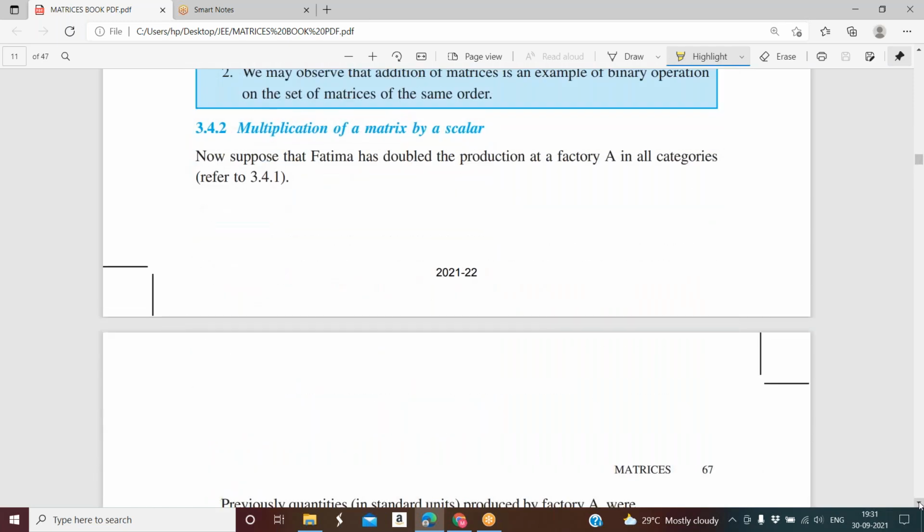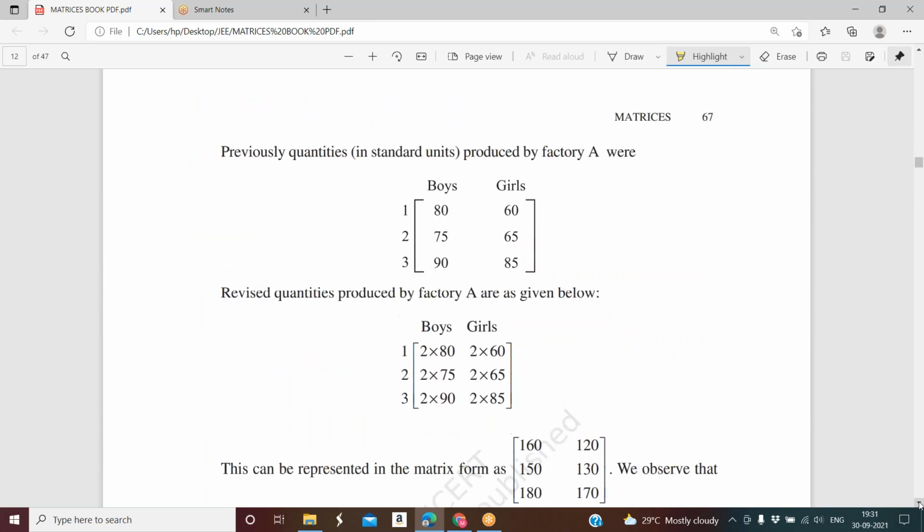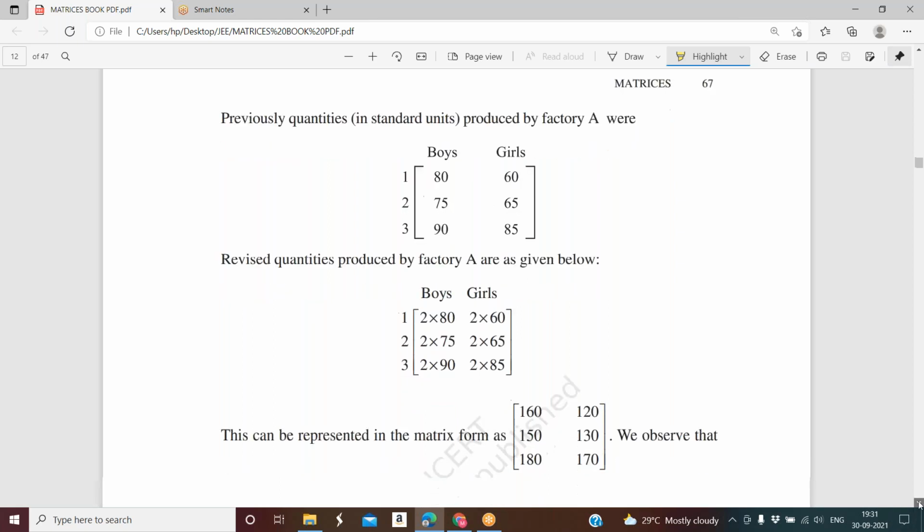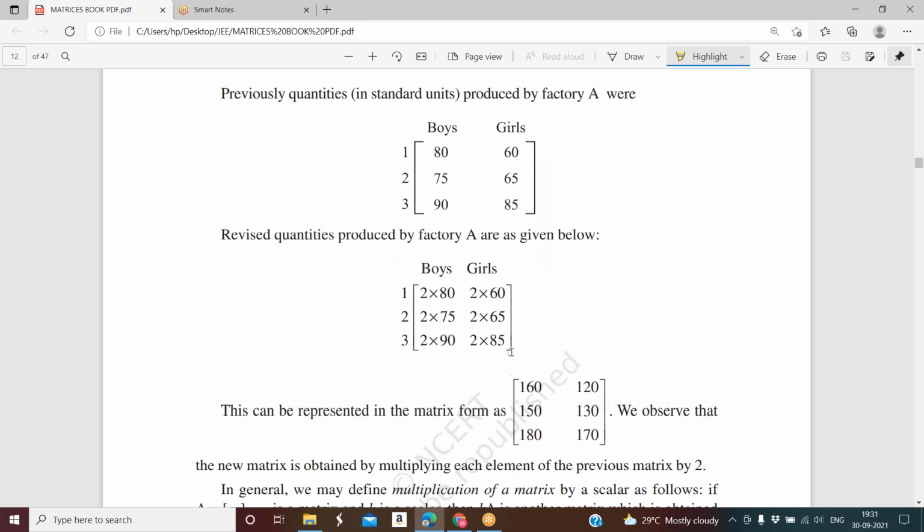Next, multiplication of a matrix by a scalar. See this example. Quantities produced by factory A are represented in the form of a matrix, boys and girls. Revised quantities produced by factory A are as given below. So here they have multiplied each entry by some scalar. What is the scalar here? 2. They are multiplying each element of the above matrix by 2.